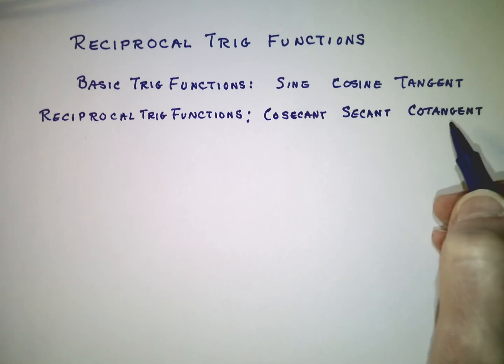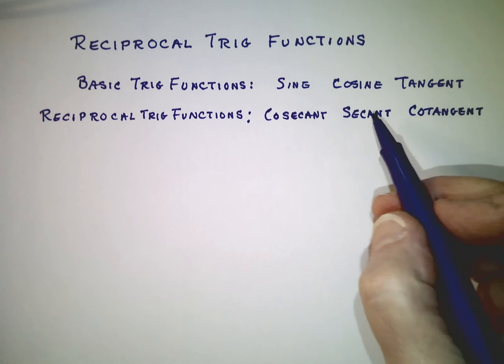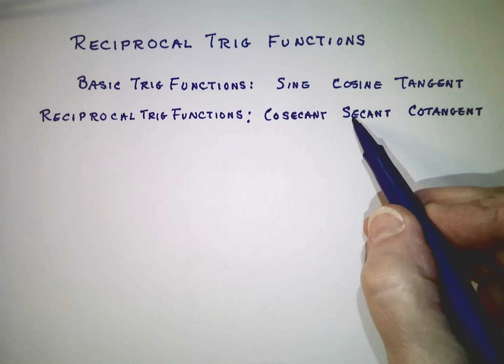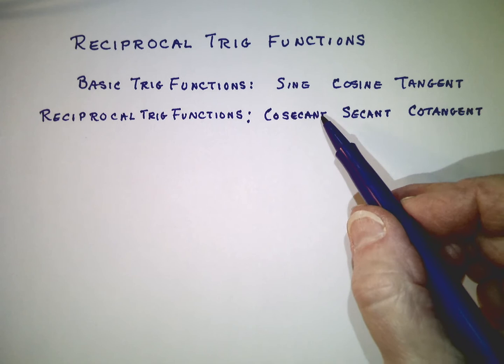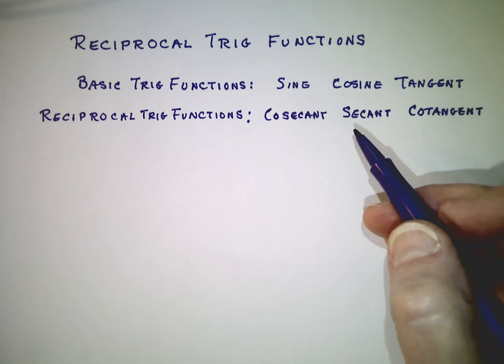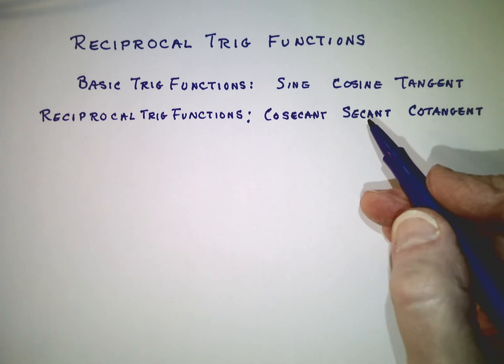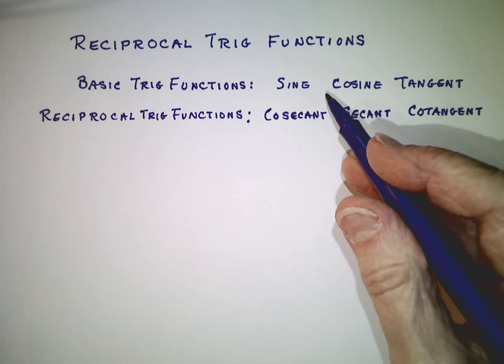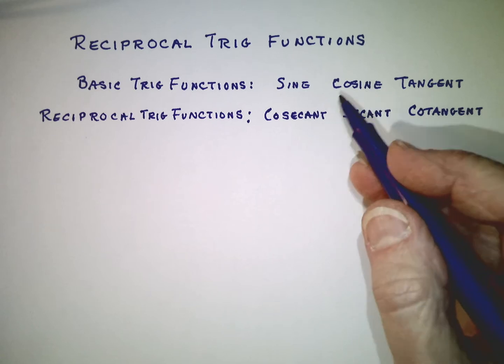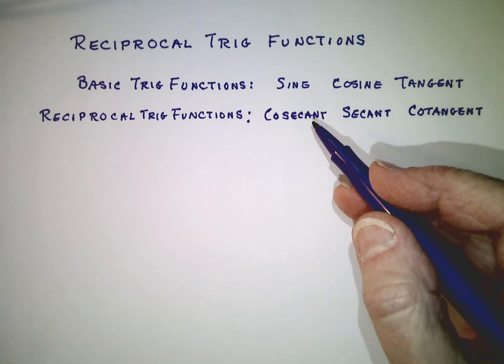Now I can get that cotangent goes with tangent. The only way I can keep these two straight is to remind myself that they're not what I think they ought to be. Secant, in my mind, should go with sine, cosecant should go with cosine, but they don't. And that's how I remember them. They're not like they ought to be.